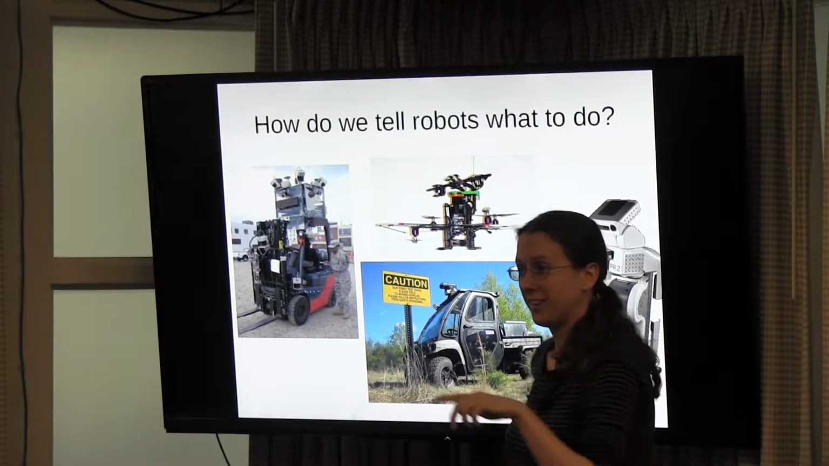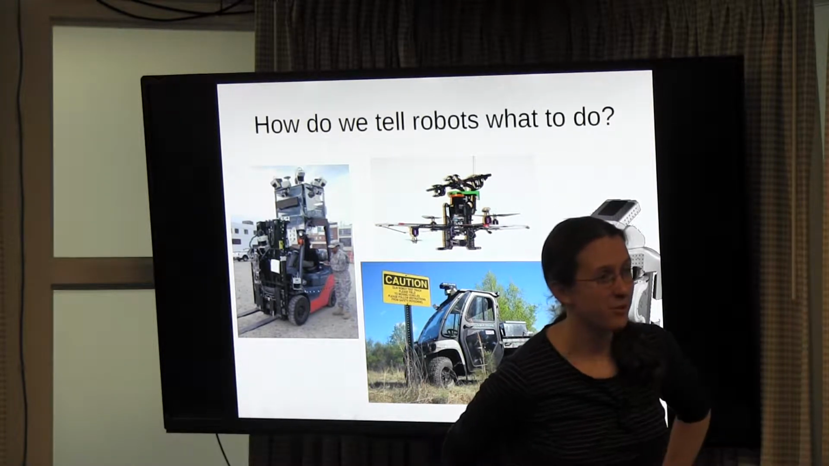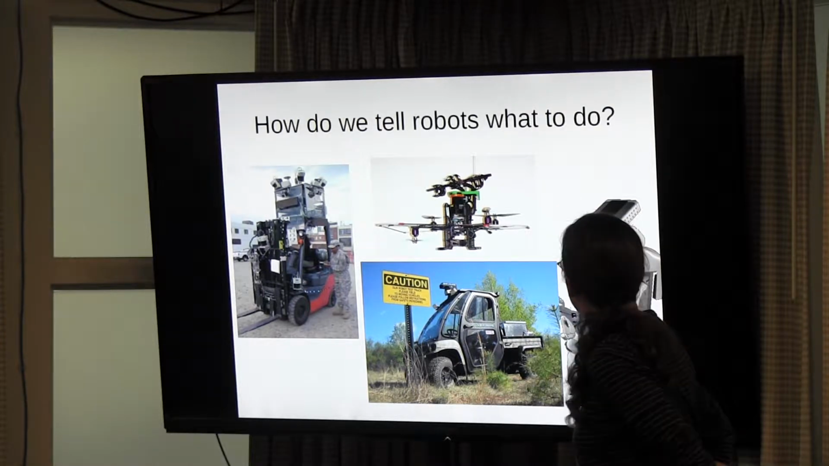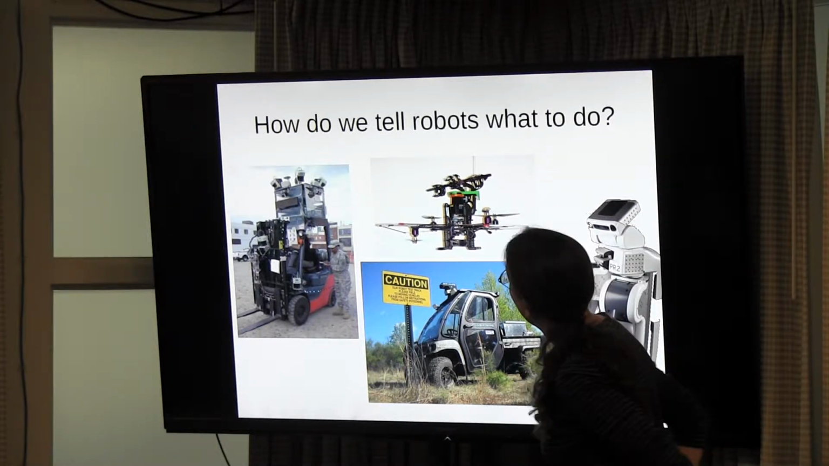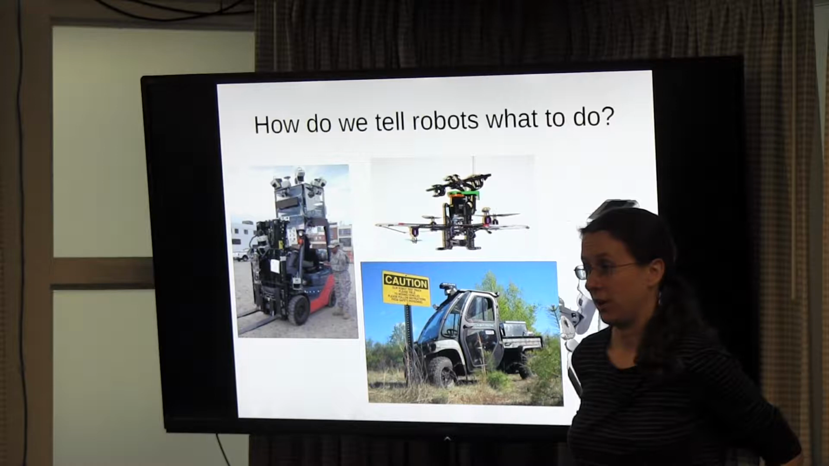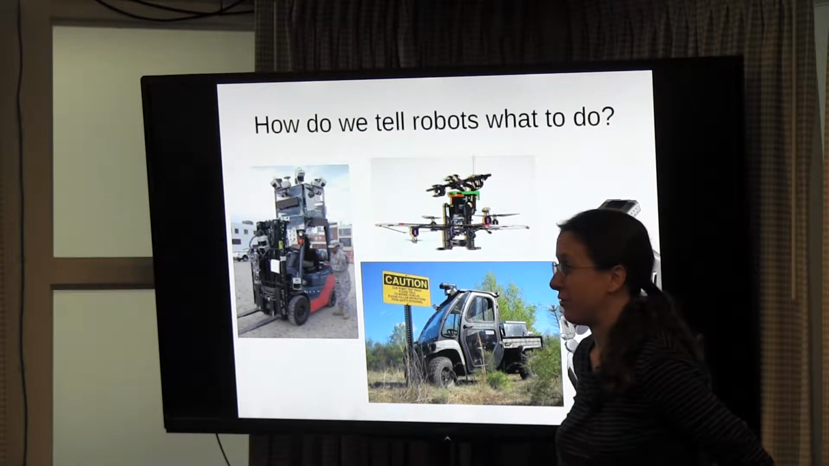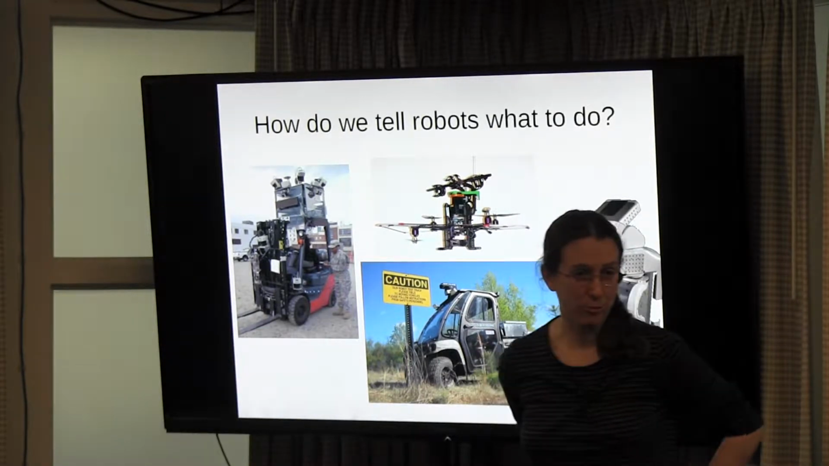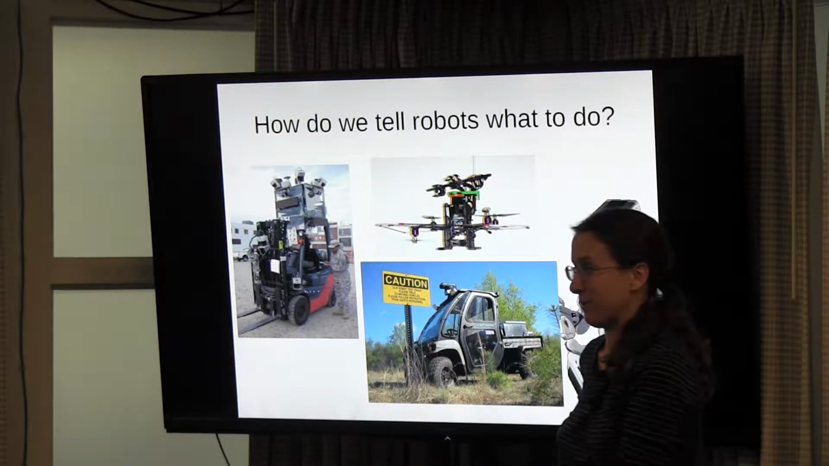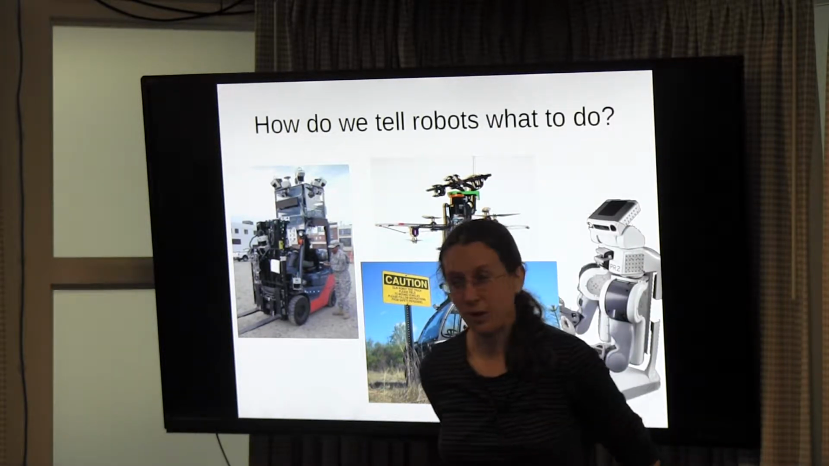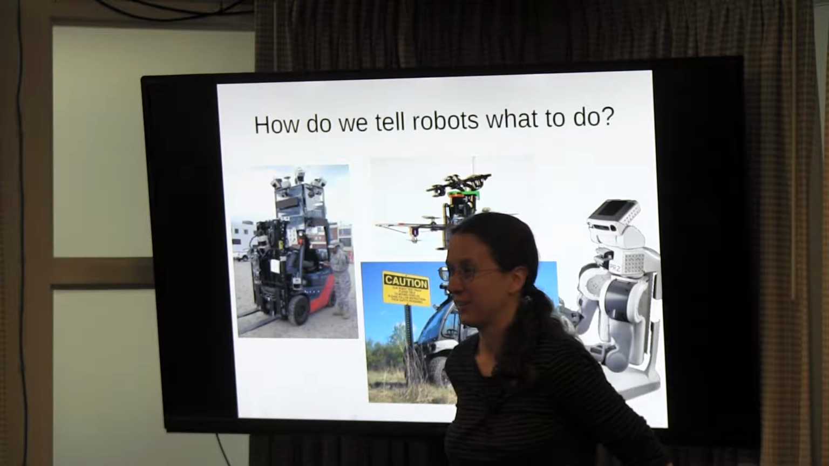So, question? Okay. So what I spend a lot of time thinking about is how do we tell robots what to do? And how can robots figure out what to do so that they do things that help people? So they do things we want them to do and not things that we don't want them to do. So how do you guys think we should tell robots what to do?